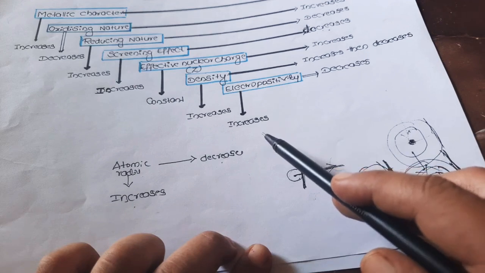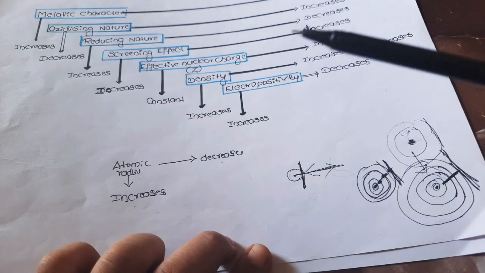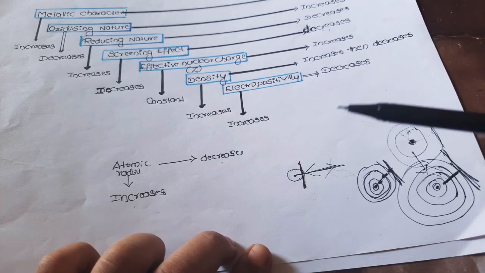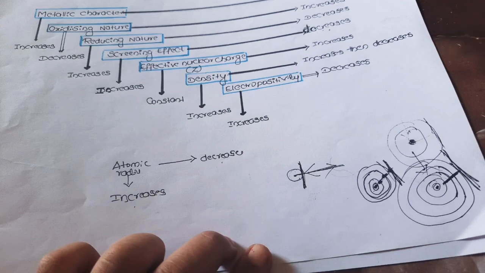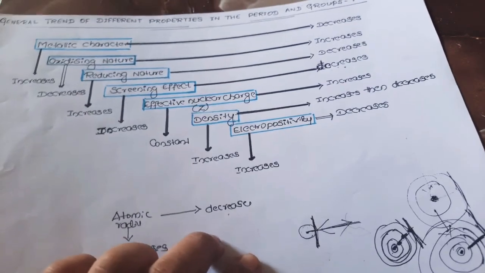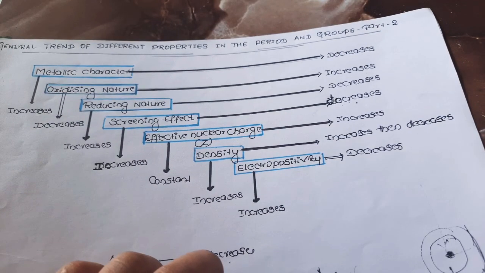As we go down the group, the electropositivity increases. Why does it increase? Because the number of shells increases, the size increases, the radius increases, so the outermost electrons are free, so the capacity to donate electrons also increases. So the electropositivity increases.